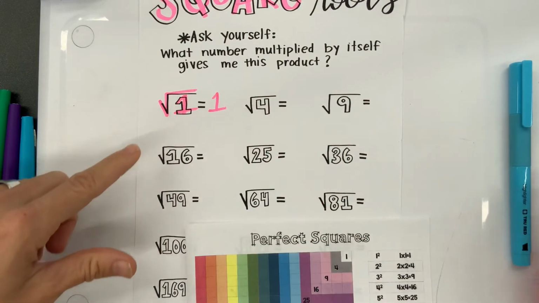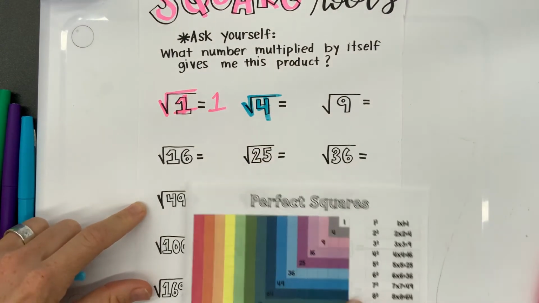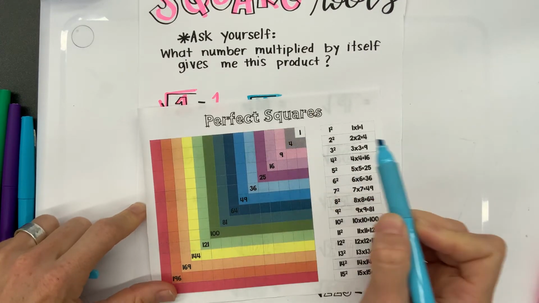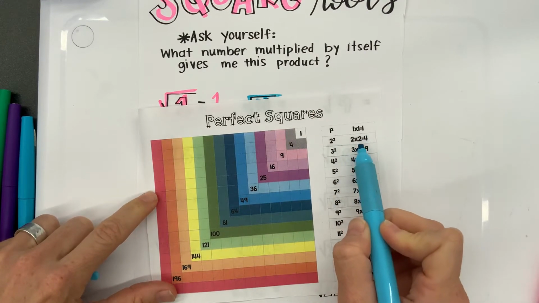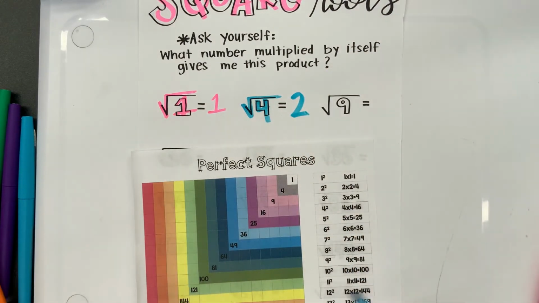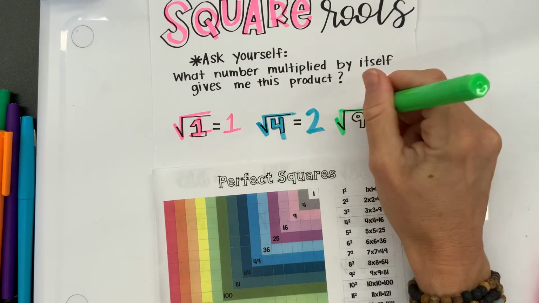What is then the square root of 4? So when I have that square of 4, what are the dimensions? What am I going to look for? What is the root when I do 2 by 2? There we go. All right, what is then the square root of 9?